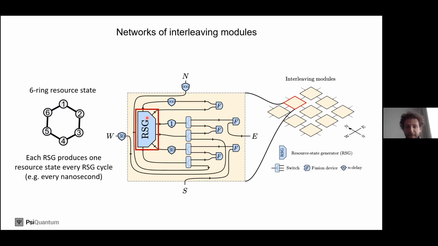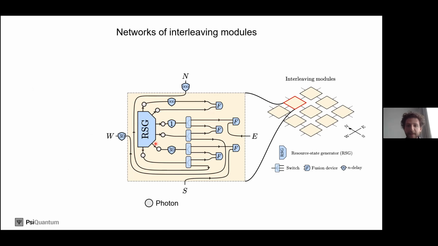So the life of every photon in our quantum computer starts in a resource state generator and ultimately ends in a fusion device. As these 6 photons leave the RSG, they move along waveguides, drawn as lines in this picture. Each line actually corresponds to a pair of waveguides, so that each photon is a qubit, a dual rail qubit. So if the photon is located in the top waveguide, it means that the qubit is in the 0 state. If the photon is in the bottom waveguide, it's in the 1 state.